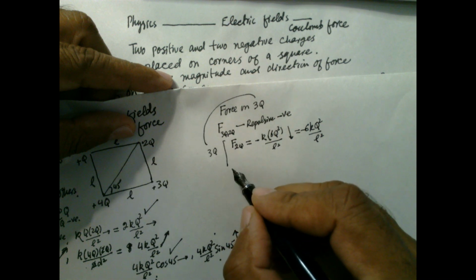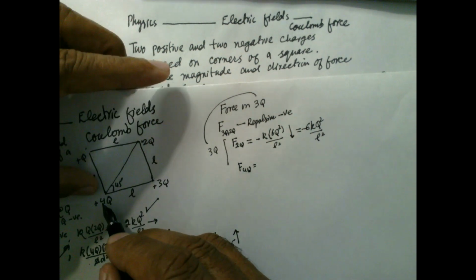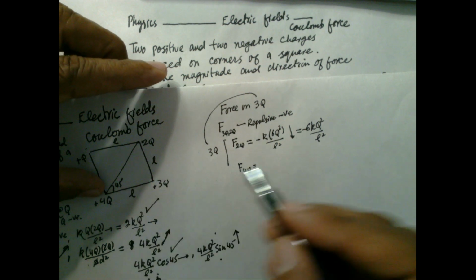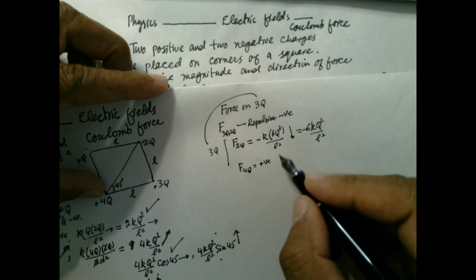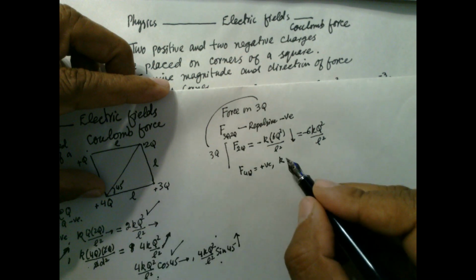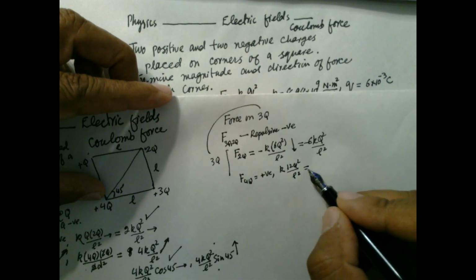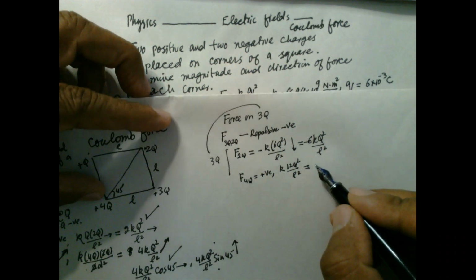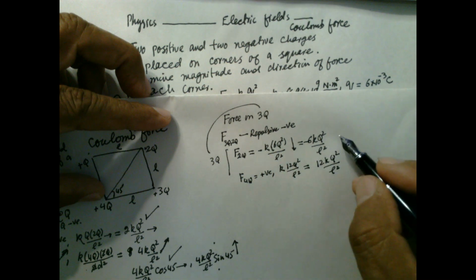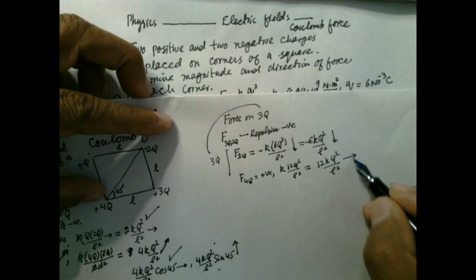And then the force F4Q. 4Q is repel, so it will push toward positive, so this is positive x toward the x axis. So this will be K into 12 Q square over L square. So we can write it down, this will be positive 12 K Q square over L square. That is toward the x-axis.